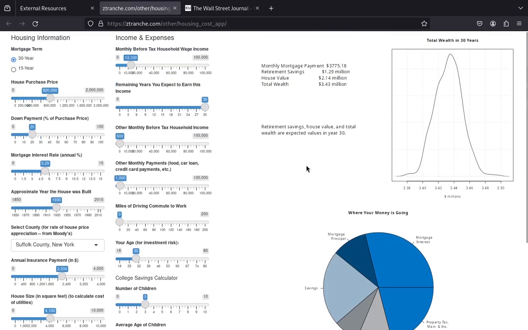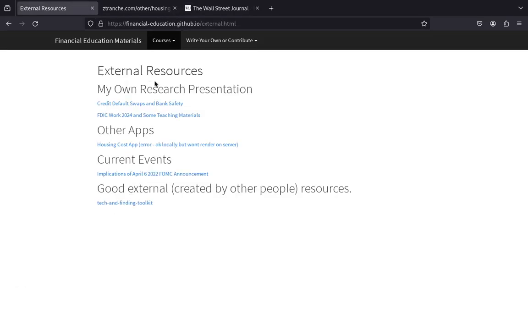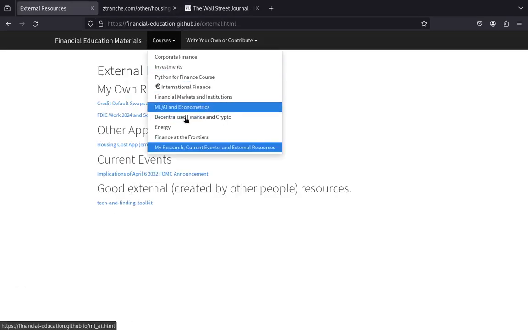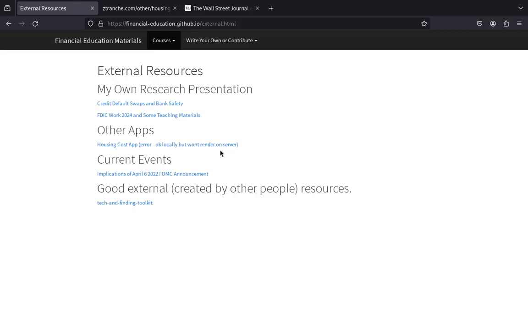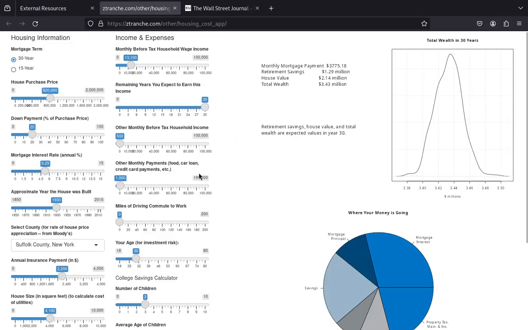And like I said, a while ago I created this app to help people make this decision on the size of the house to buy. So I'll go through this app a little bit. If you want to get to the app, I'll put a link in the description. This is also on my financial education stuff, under other apps. It's working now. It's this housing cost app, and it's on my Ztrans server.